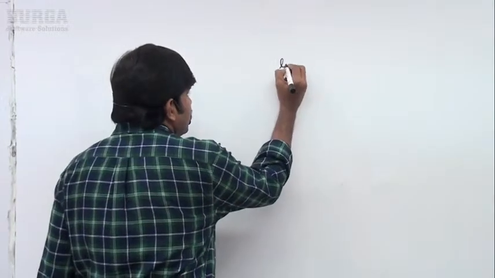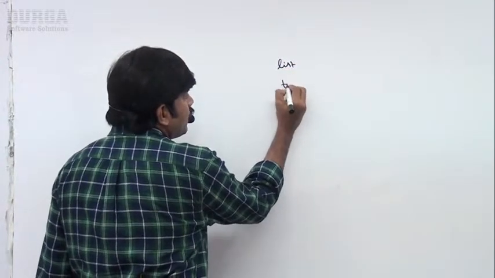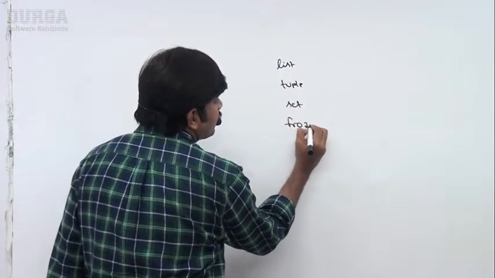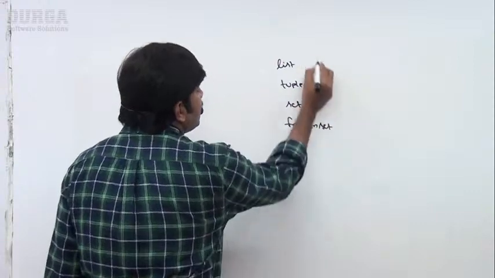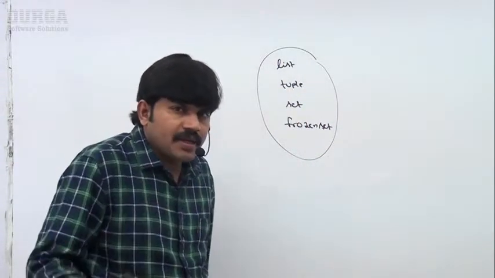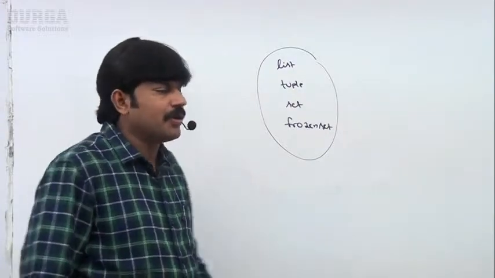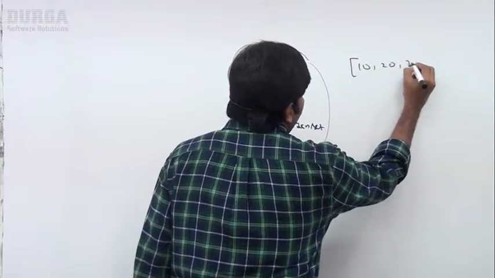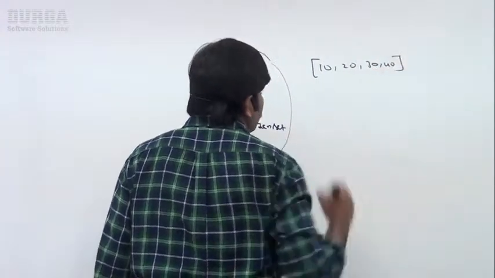Sir, up to this we covered list, tuple, set, and then frozen set. Have you remembered frozen? These are the 4 data types we discussed, right? But all these data types have some common point. What is that common point? If you observe, what is this one? Can you please spell out?